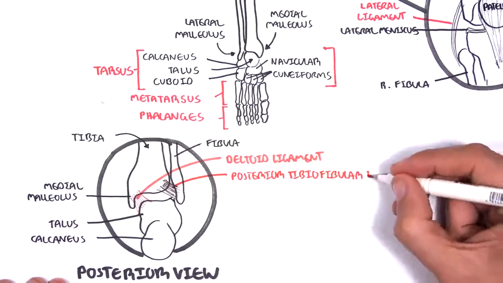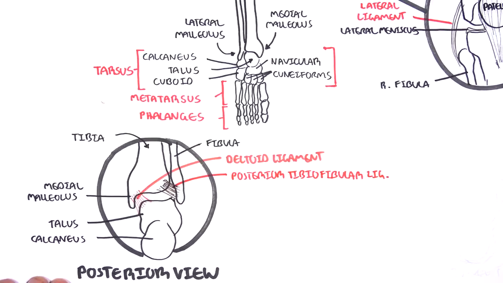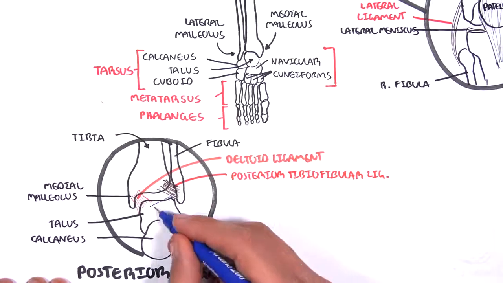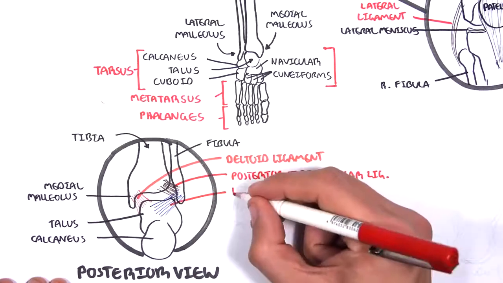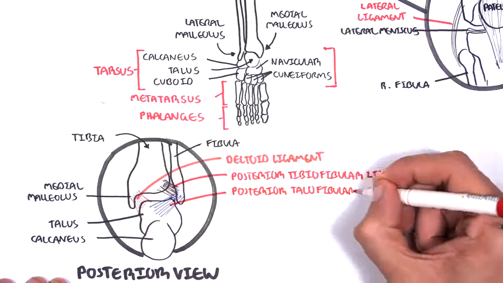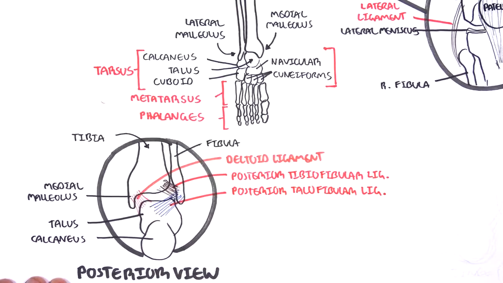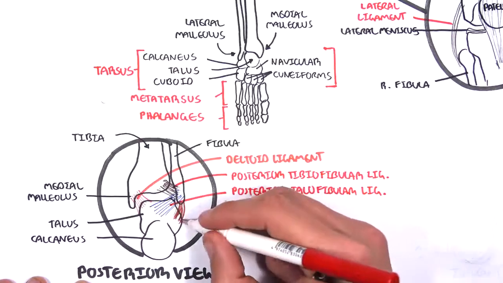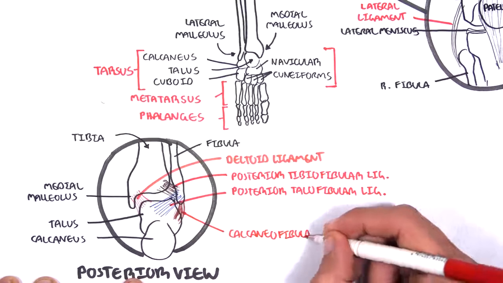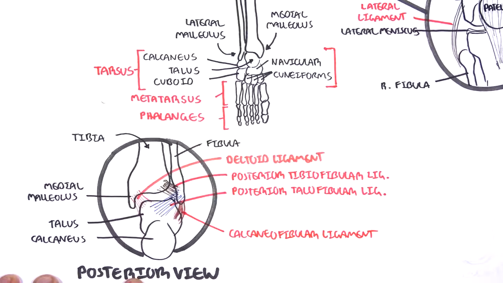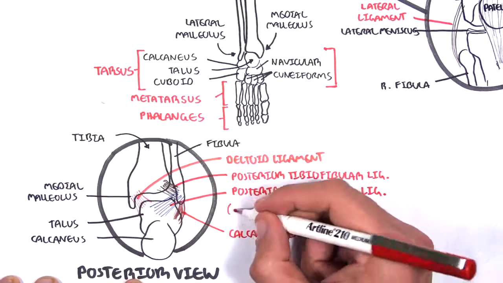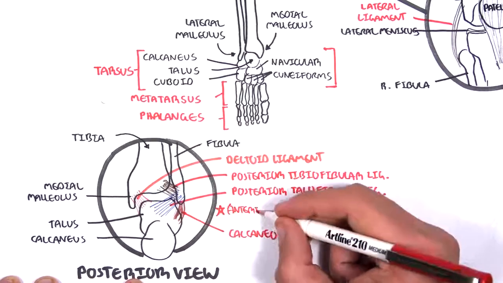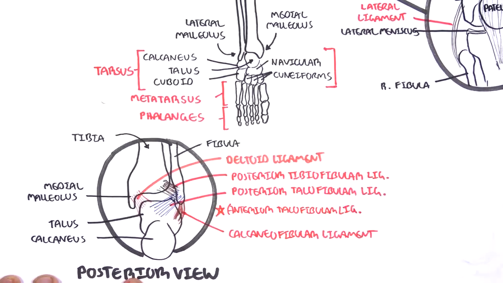There is also an anterior one, which is not visible, of course. Another ligament from the fibula to the talus is the posterior talofibular ligament. There is an anterior talofibular ligament as well, but it's not visible, of course. And here is the ligament from the calcaneus to the fibula, called the calcaneofibular ligament. As mentioned, there is also the anterior talofibular ligament, and it's very important to know this one, remember.